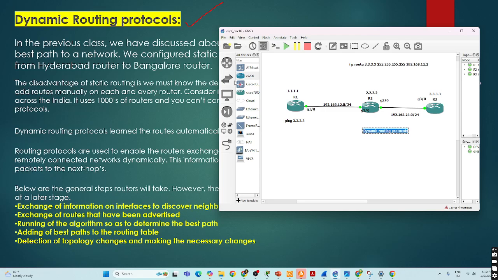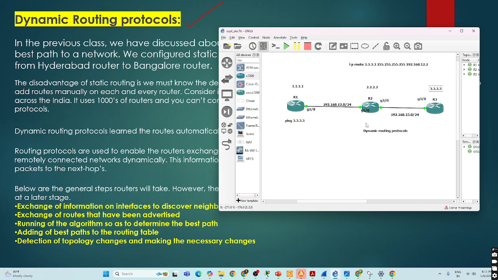Again, I'm telling you how dynamic routing protocols work. Once you configure the dynamic routing protocol, first they discover the neighbors. After that, they exchange whatever routes are there. Suppose I have configured a dynamic routing protocol on R1 and R2. They discover the neighbors, then they exchange their routes, 2.2.2 and 1.1.1, automatically. If R2 has extra connections, this route is also advertised automatically.